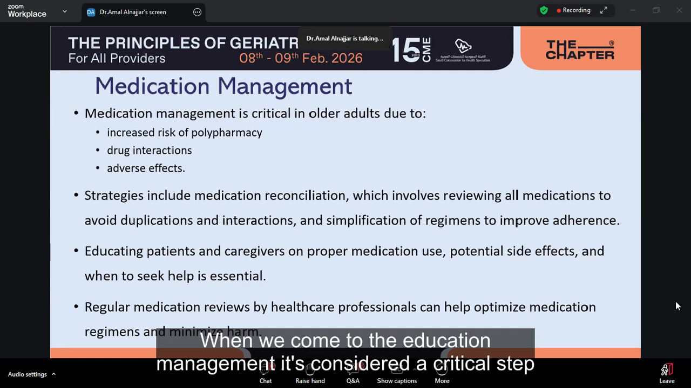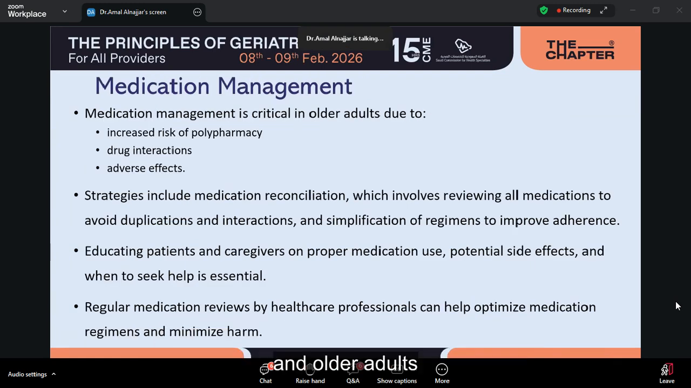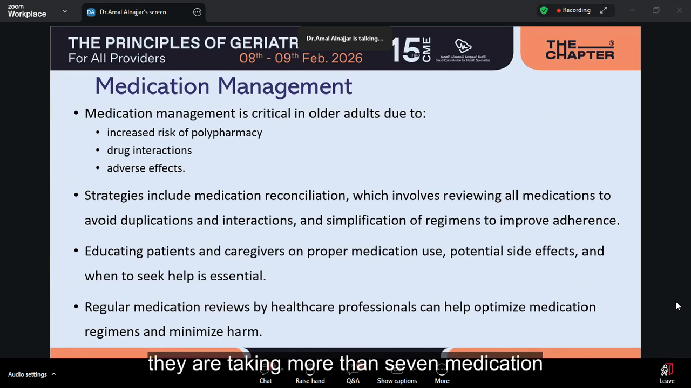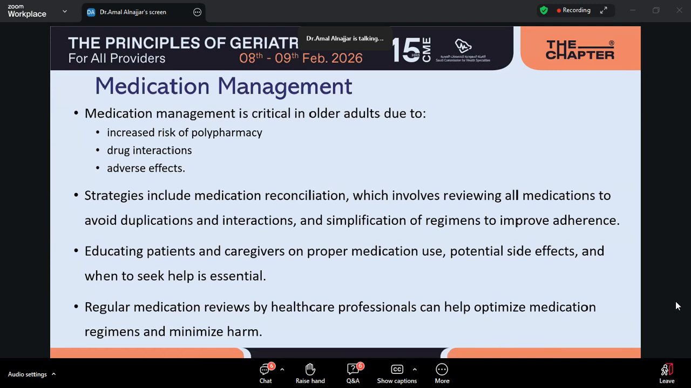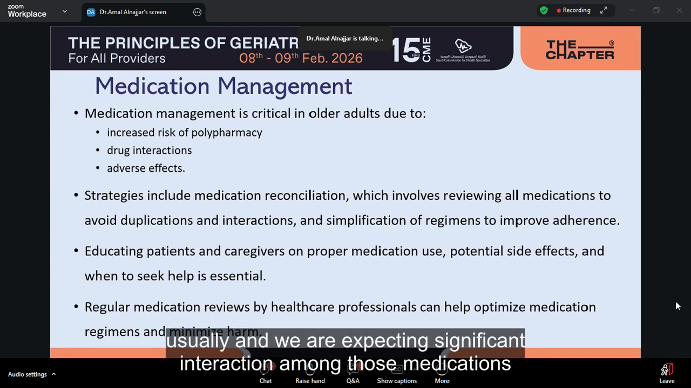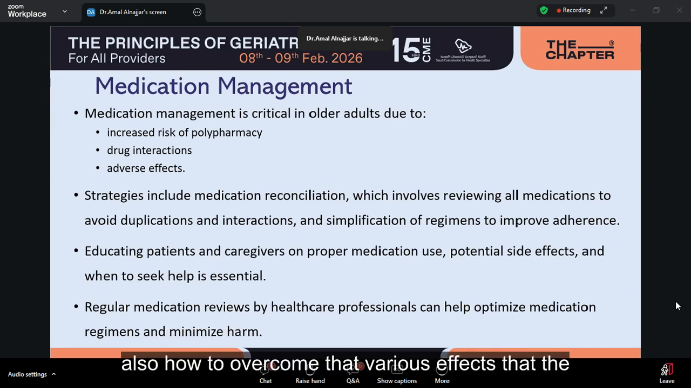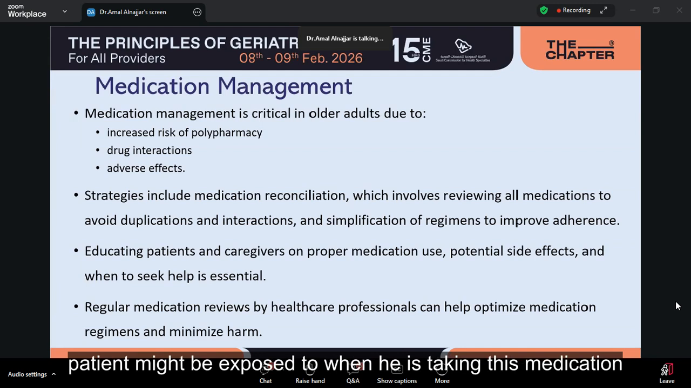When we come to medication management, it's considered a critical step in older adults due to increased risk of polypharmacy. They usually take more than 7 medications, and we are expecting significant drug interactions among those medications, and also how to overcome the adverse effects that the patient might be exposed to when taking these medications.